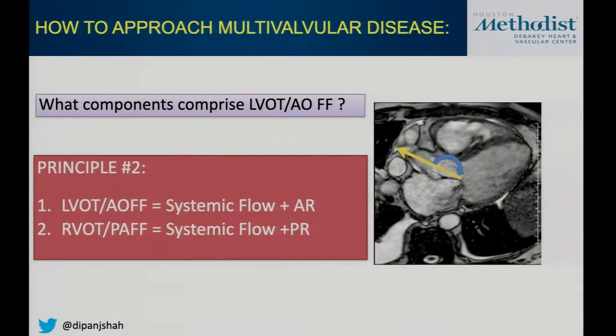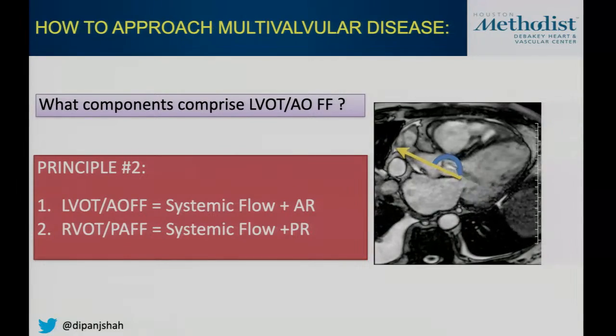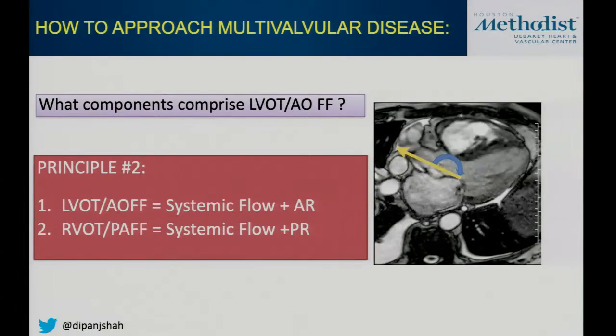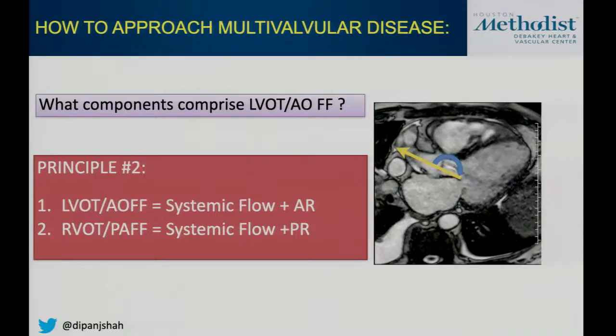The same principle applies to the right side. Just change it from the left ventricle to the right ventricle, to the RV outflow tract or the pulmonary artery flow. And that equals your systemic flow plus your pulmonic regurgitant flow.